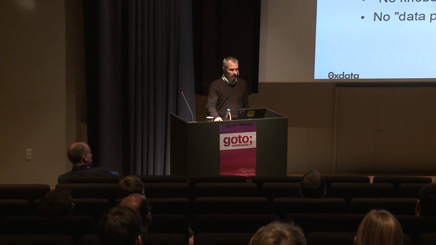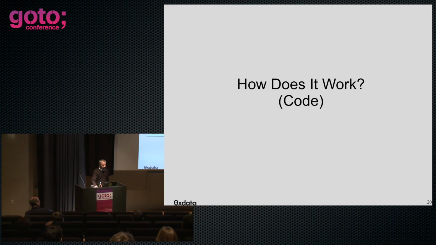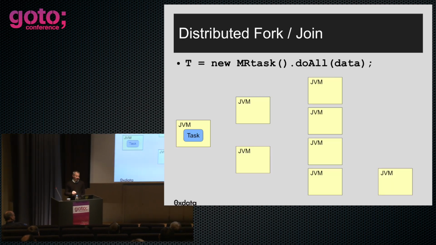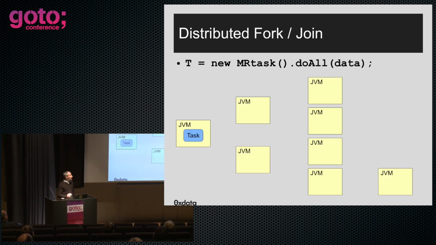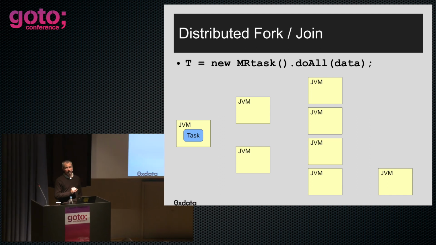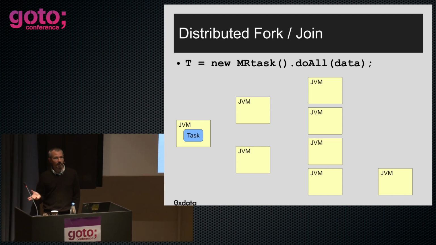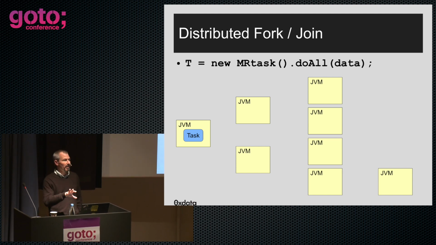Okay, so let's take a look at how it actually works. This is an instance of fork join, but I want to say distributed fork join. It's similar to Doug Lea's fork join work. I'm actually using his fork join work directly within a node, and I've extended it to work cross node. Here's an 8-node cluster.